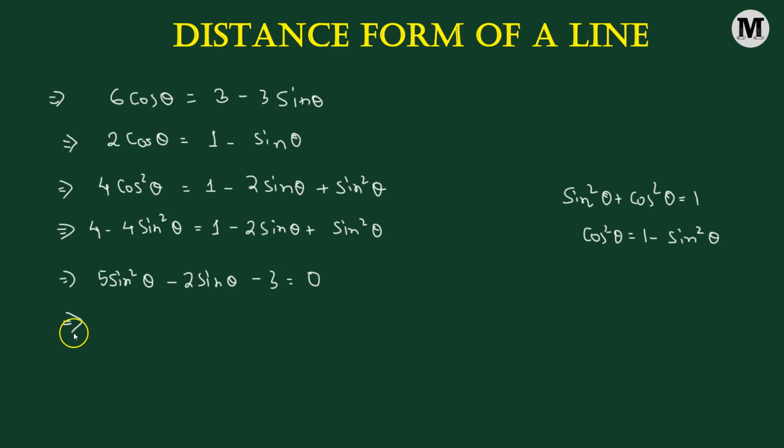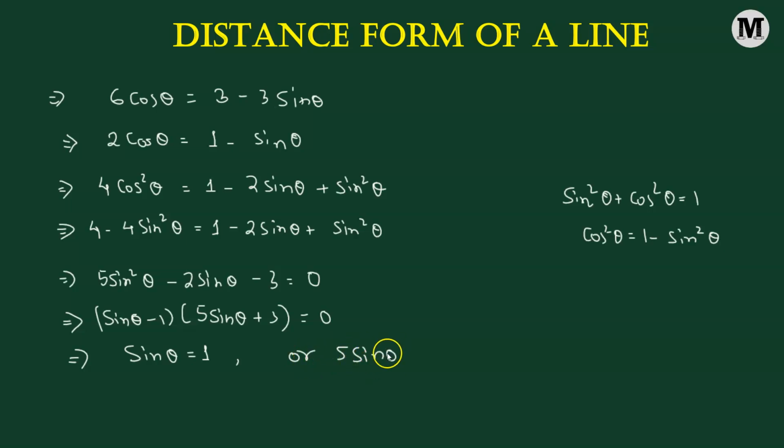So we can factorize this quadratic equation. This is a quadratic equation in sine theta. So we are going to get sine theta minus 1 multiplied by 5 sine theta plus 3, that is going to be equal to 0. Okay, so when we equate them, we get two values of sine theta. We get sine theta equals 1, or we get 5 sine theta plus 3 equals 0. So solving this gives us sine theta equals negative 3 over 5.